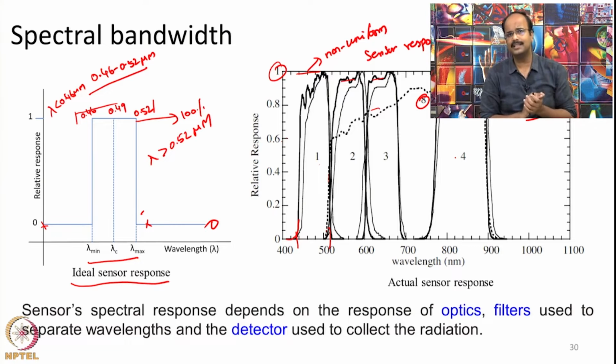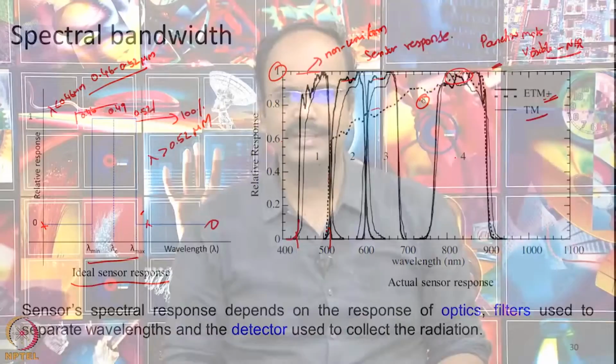So, how do people still define it? We see even within the band there is still some amount of complexity, as the sensor is not responding uniformly across all wavelengths even within the selected bandwidth. So, how do people define this bandwidth? People assume the sensor response curve is a Gaussian curve, and then we get to the concept of what is known as full width at half maximum. We will see it in detail in the next slide.